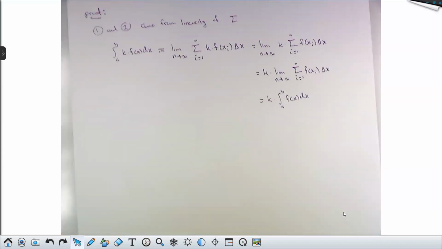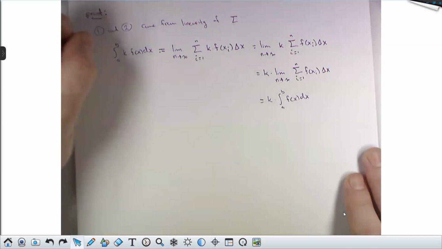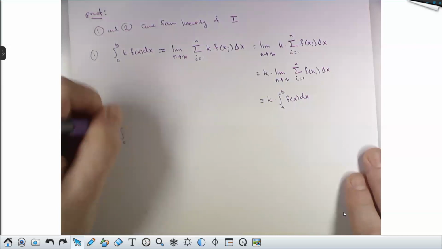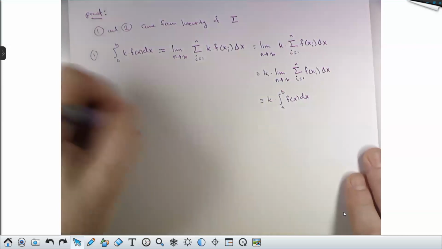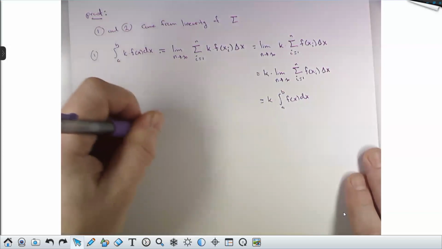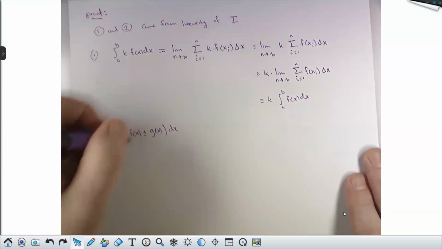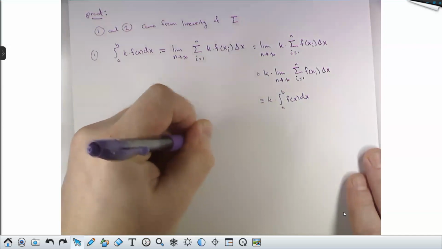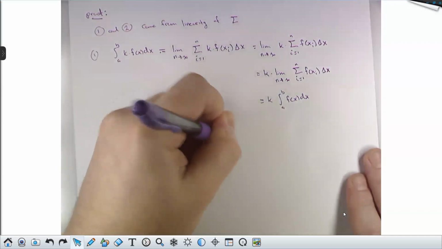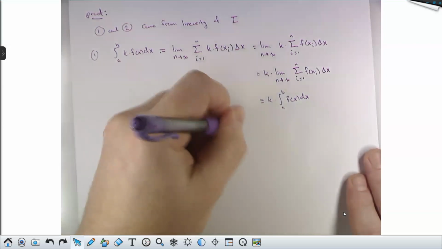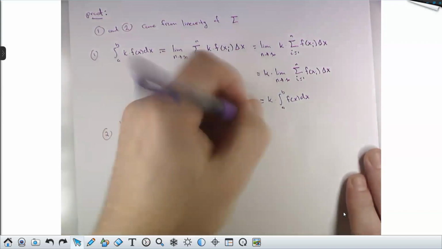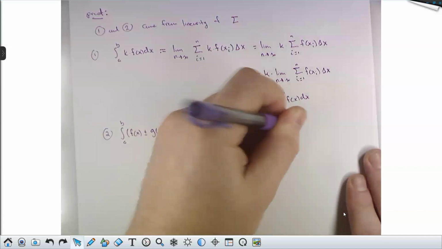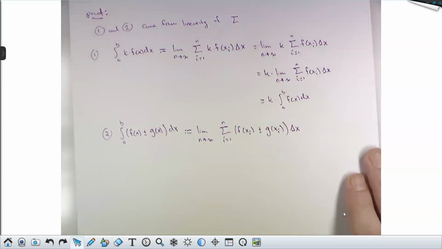Item 2. So here's 1. Item 2. The integral from a to b of f of x plus or minus g of x dx is by definition the limit as n goes to infinity, sigma i from 1 to n, f of xi plus or minus g of xi all times delta x. And you can probably smell where this is going.